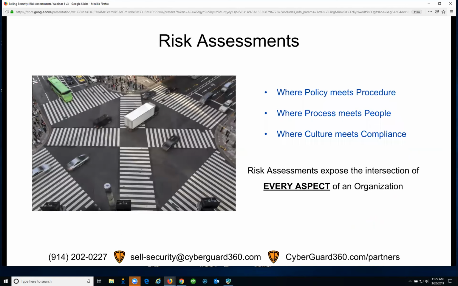Because ultimately, risk assessments are where policy meets procedure. It's where process meets people. And it's where culture meets compliance. And if you think about it, that's everything in the organization. And this is absolutely true. Because when you do a risk assessment, you are looking at the entirety of the entity as a living, breathing organism. And so what has the company's culture done relative to developing a set of policies and procedures?